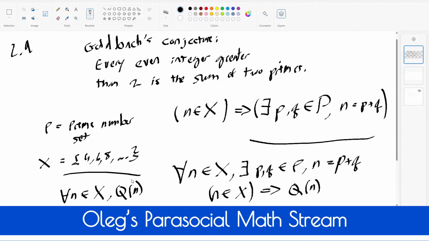This is significant. Every universally quantified statement, this is a universal quantifier, so every universally quantified statement means it starts with that, can be expressed as a conditional statement. So here we go. That's, yeah, we just covered that.